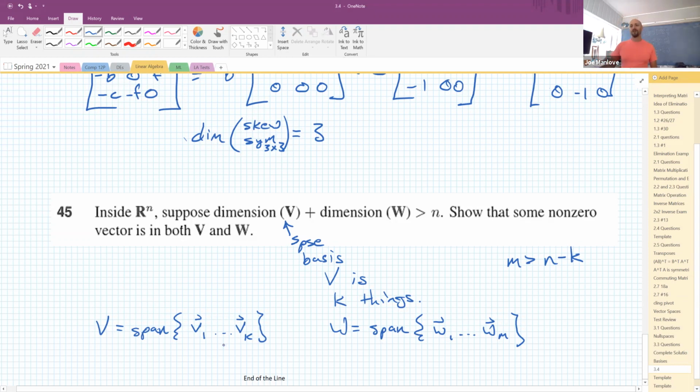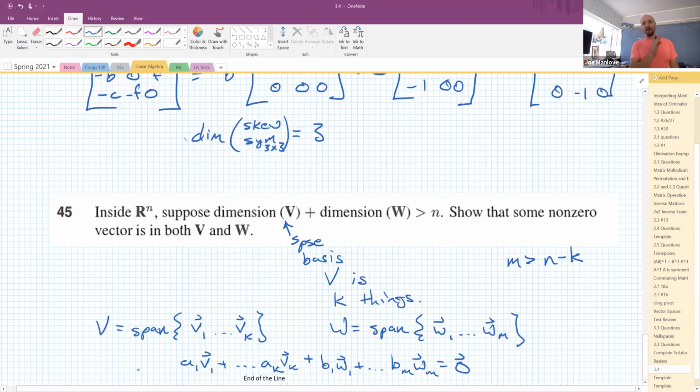Okay, now in order to solve this problem real fast, what you want to do is look at those two sets of vectors together and notice that they can't be linearly independent. What that's going to mean is you get a1 v1 up to ak vk plus b1 w1 up to bm wm, oops, that's w, is the zero vector, right?